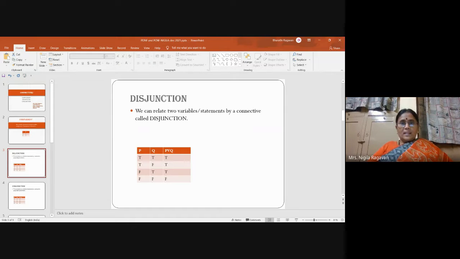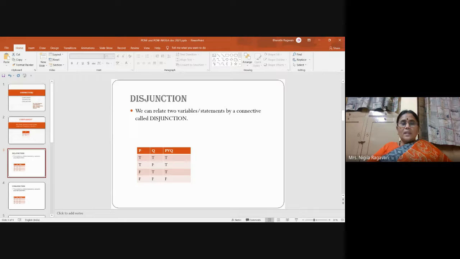The next connective is disjunction. We can relate two variables by a connective called disjunction. To define disjunction, two variables are needed. This is like union in set theory. To define union, we need two sets A and B. Here we need two statements P and Q.